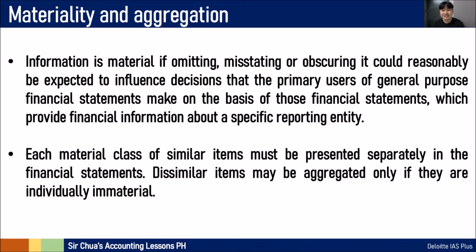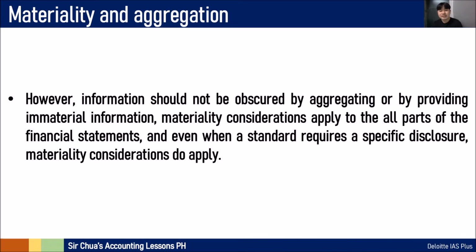Each material class of similar items must be presented separately, and the similar items may be aggregated only if they are considered immaterial. Kasi nga in aggregation, we have to balance it in a sense na wala rin po tayong na-hide or na-obscure na important information that might influence the decision of these users of the FS. So the similar items may be aggregated if they are immaterial. Information should not be obscured by aggregating or providing immaterial information.